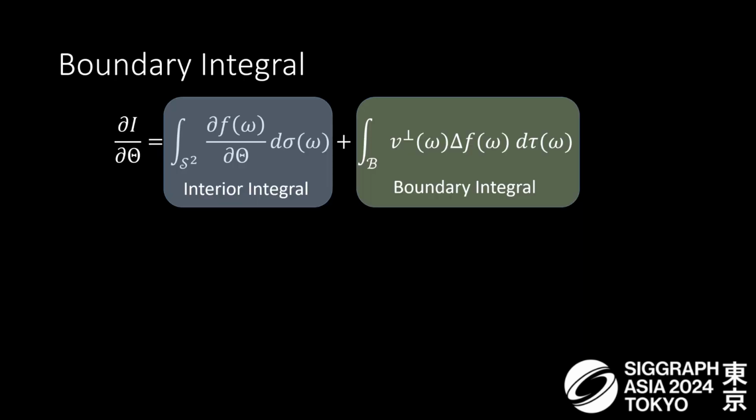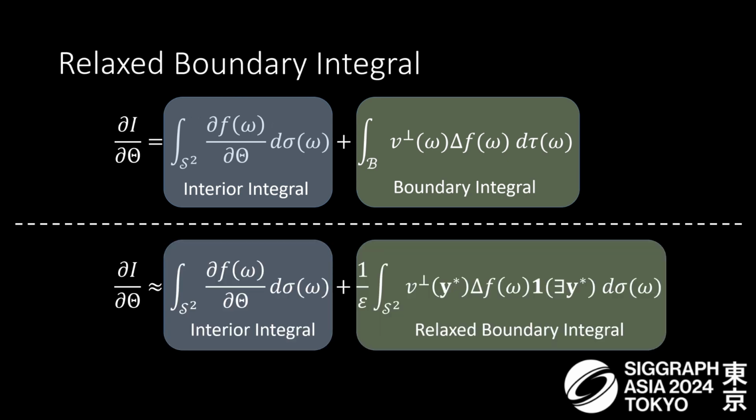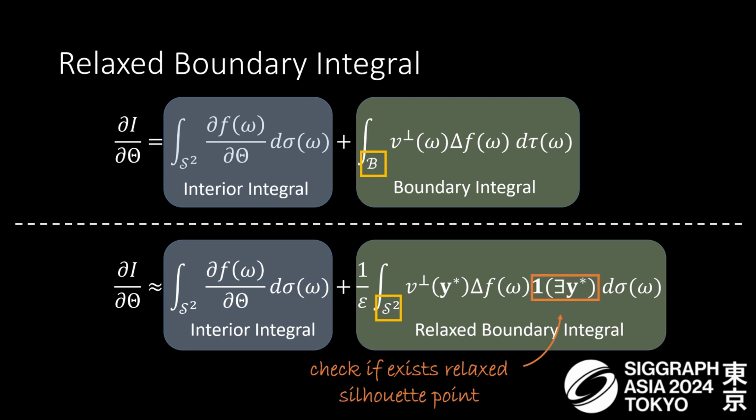So here again, recall the Reynolds transport theorem and the original boundary integral. And with our relaxation just now, we are able to come up with this relaxed boundary integral. A couple of things to note here is that in the original boundary integral, the integral domain is over the set of all discontinuities B, whereas in our relaxed boundary integral, we are able to bring the integral domain back to the entire unit sphere.